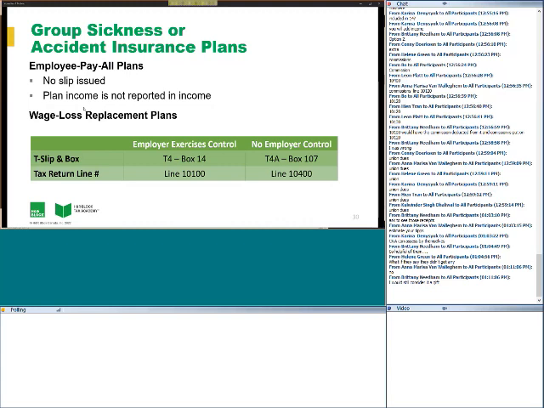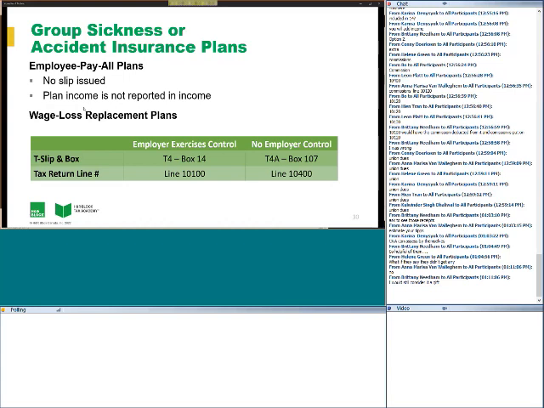So when you go on disability, you're going to get income. You might go on disability for a short part of the year. You might go on disability for a long time. If you're getting income and your employer is exercising control, if they're contributing to the plan, either partly or fully, you might get a T4 with a box 14, or you might get a T4A with a box 107. Either one is possible. You won't get both. It'll be one or the other. Okay?